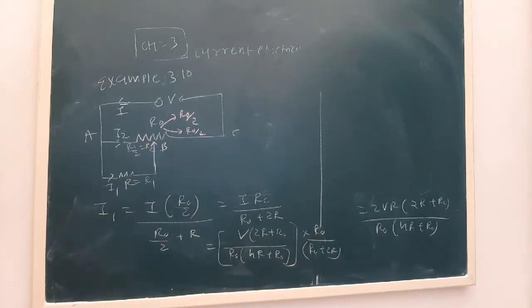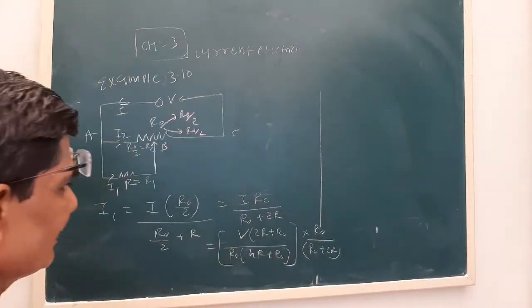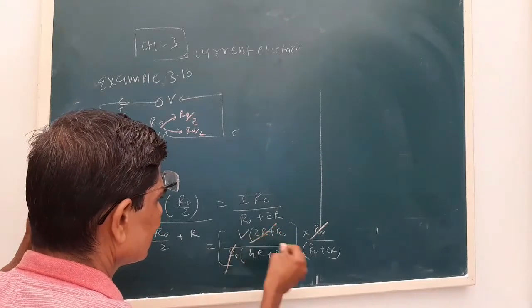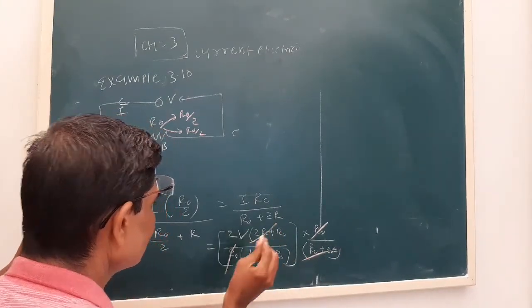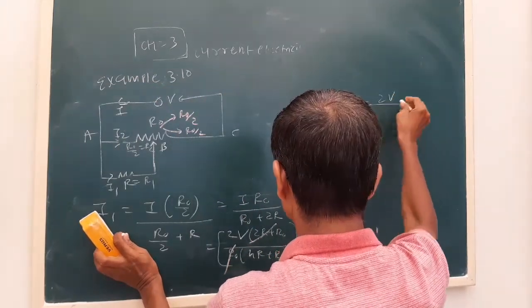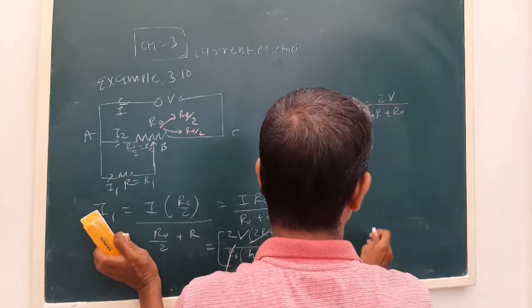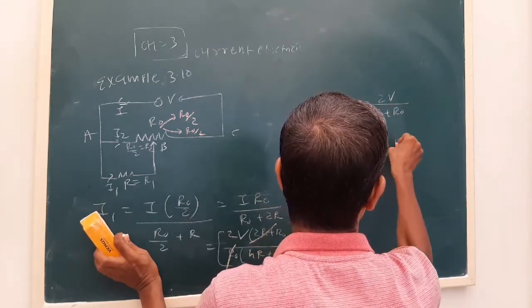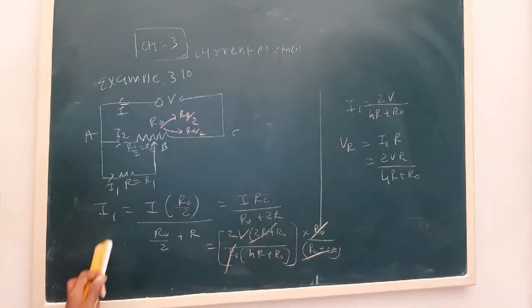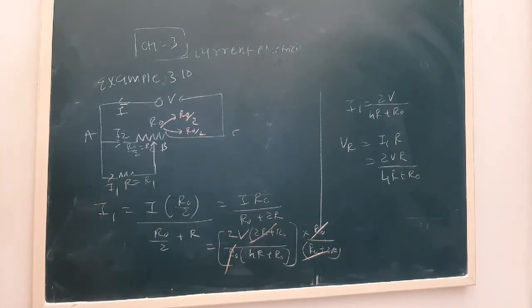Now what we see here is R0 is cancelled. Here there was 2 also. So what has become? I1 is equal to 2V upon 4R plus R0, and voltage across R is I1R, that is 2VR upon 4R plus R0. See, this is how we can solve the sum. A little bit complicated, but we have to take care. Now this is about example 3.10.